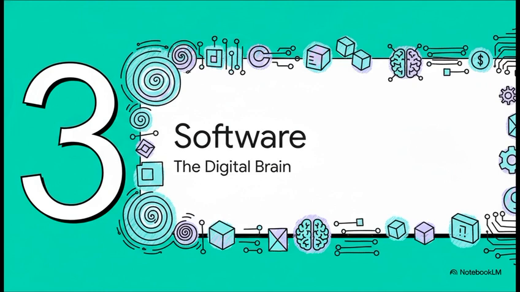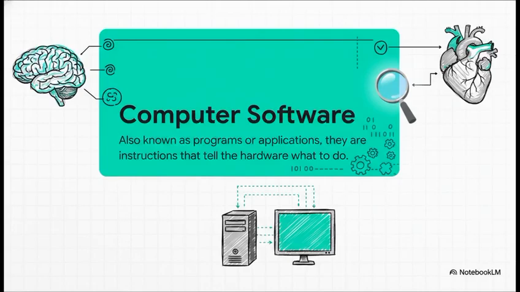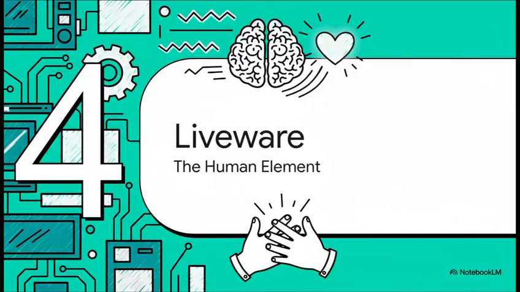So we have the physical body of the computer, the hardware. But a body can't really do anything without a mind to give it instructions. And that brings us to our second pillar, software. Yeah, if hardware is the body, then software is definitely the mind. It's the set of instructions, the programs and applications that tells the hardware what to do. Think about it. Without software, your computer is just an expensive paperweight. It's the software that transforms that hunk of metal and plastic into a web browser or a video editor or a music player.